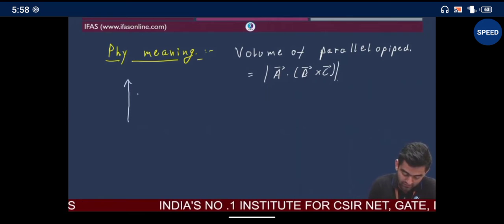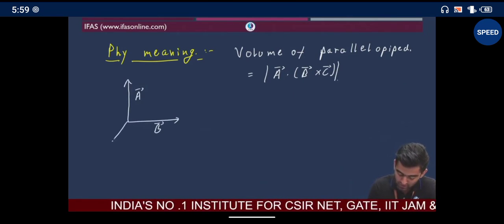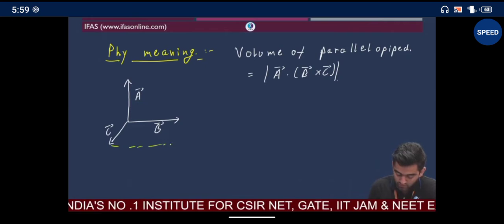Now let's say this is our A vector here. Let's say this is B vector here, and this is our C vector. We have to calculate the volume of this box.